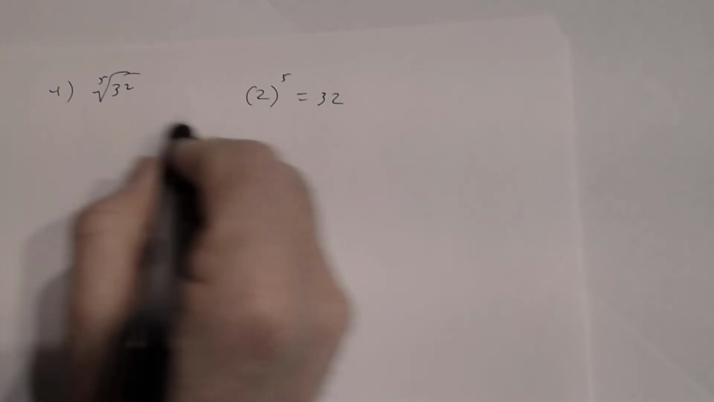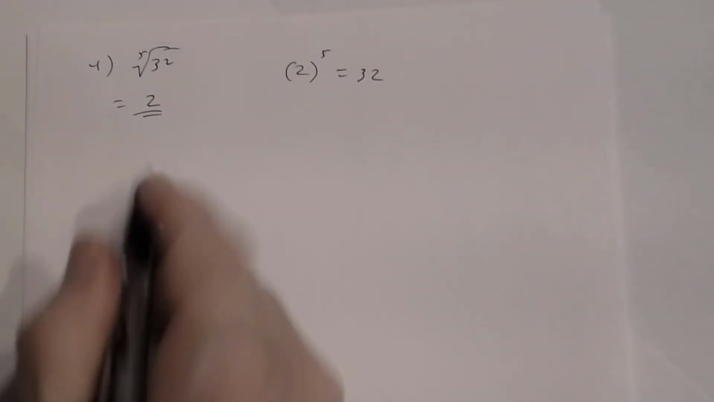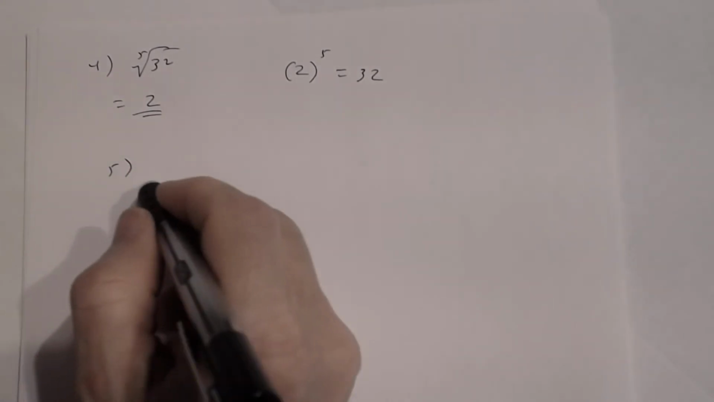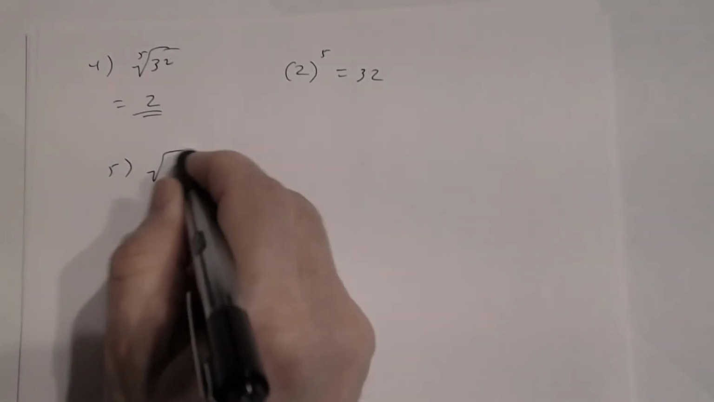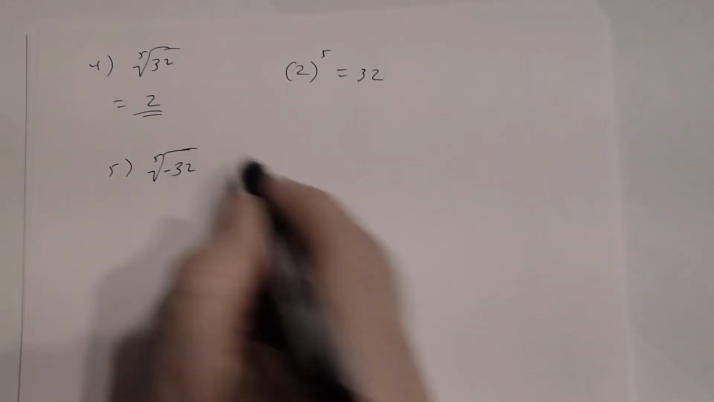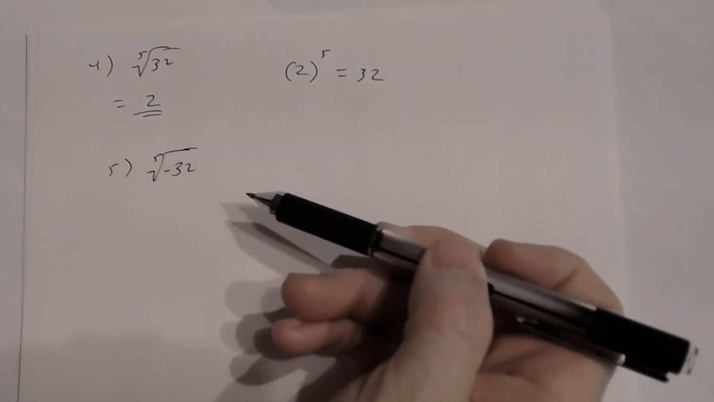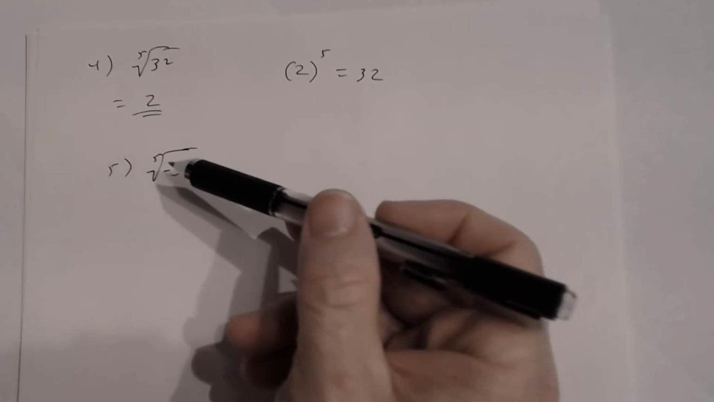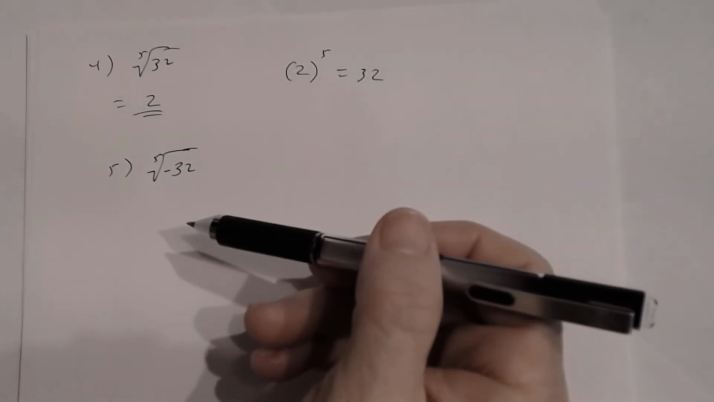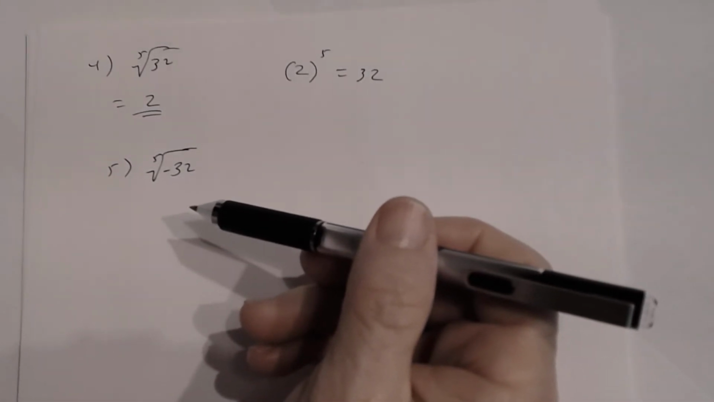Okay. Now, so I know this is a 2, so the answer is 2. That's the answer. Okay, number 5. Let's suppose number 5, I have the 5th root of negative 32. Now, before I go on, I'm going to ask you, is this a real number or not a real number? So, in other words, can I take the 5th root of negative 32? Yeah, you can. Yes, you can.